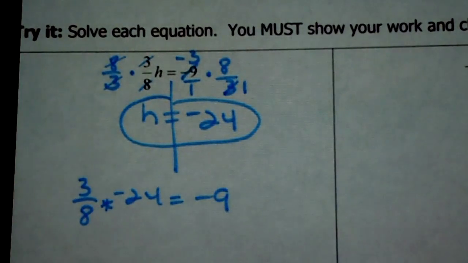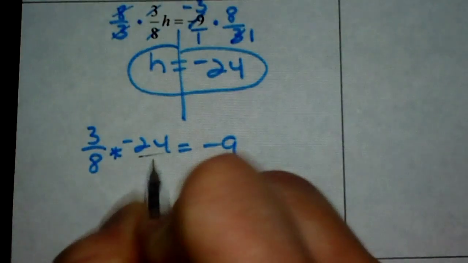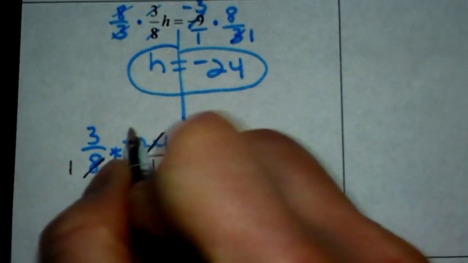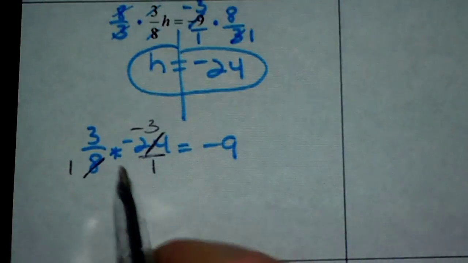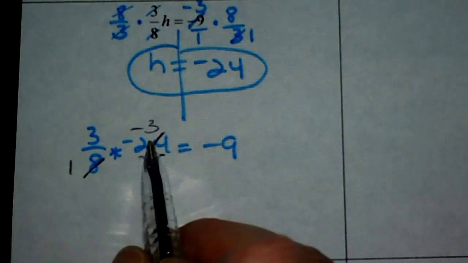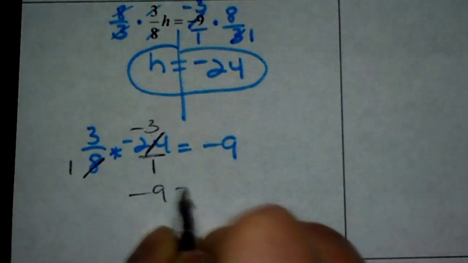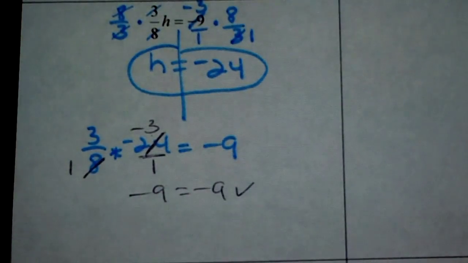So to check it out, I'm going to put this over the 1. I would cross cancel this 8 with this -24. 8 goes into negative 24 negative 3 times. Negative 3 times positive 3 is a negative 9. So negative 9 does equal negative 9. We know that it's right. So it takes a little bit longer to check it, but it still works to check it.